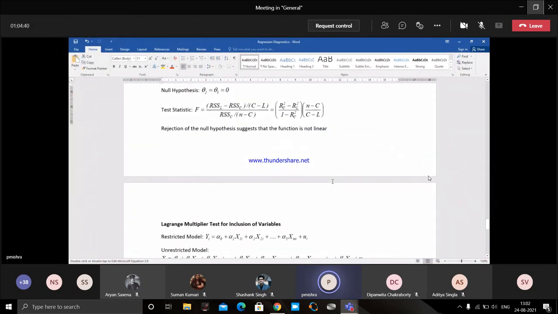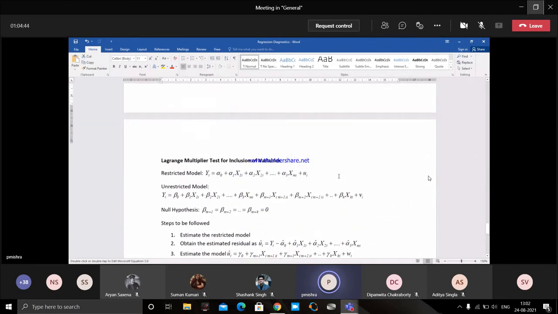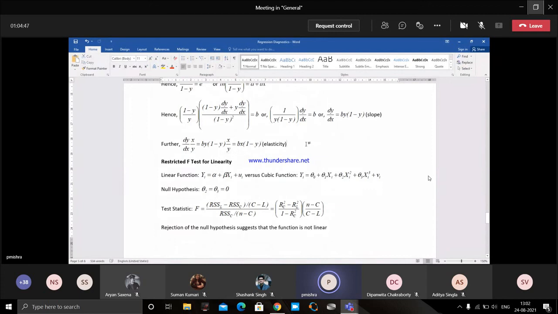Then just two more quick points. One is the restricted F test, which is basically a statistical test for linearity. So Shashank, you talked about the Ramsey test for linearity. We can also carry out the restricted F test. The linear model is the restricted model, and the cubic form is the unrestricted model, and the null hypothesis is theta 2 is equal to theta 3 is equal to 0. This is how we can compute the F stat and carry out the test. Rejection of the null hypothesis suggests that the function is not linear.